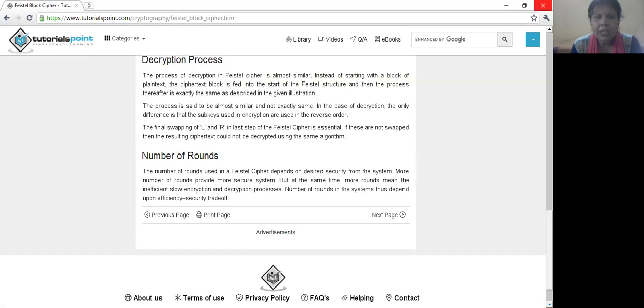Now the question arises, how many rounds must this be done? The number of rounds depends upon algorithm to algorithm, and we can make a security-efficiency trade-off about the number of rounds. So this is all for today, and this completes the Feistel cipher structure.